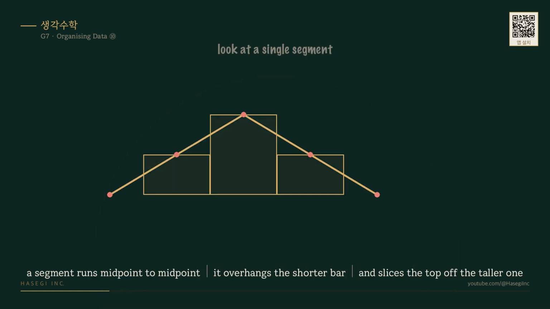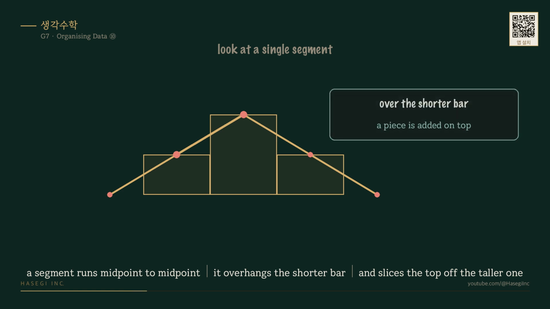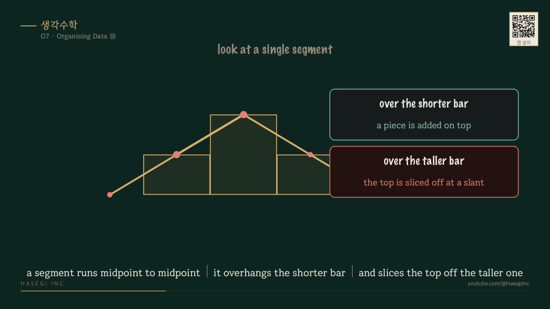Look at a single segment. A segment of the polygon runs at a slant from the middle of one bar to the middle of the next. On the way, it overhangs the shorter bar and slices across the top of the taller one. Each bar has something added on and something taken off.